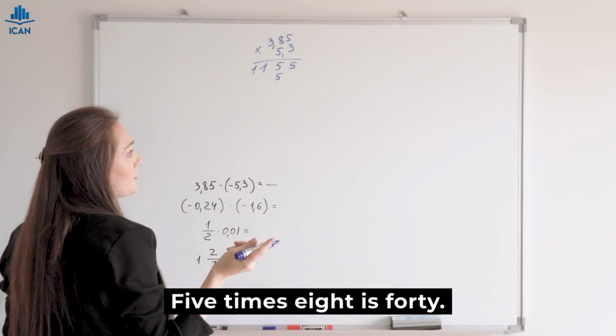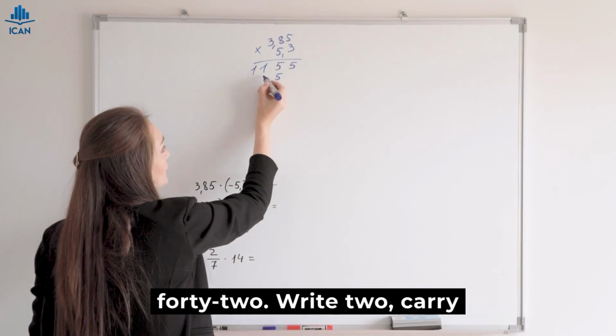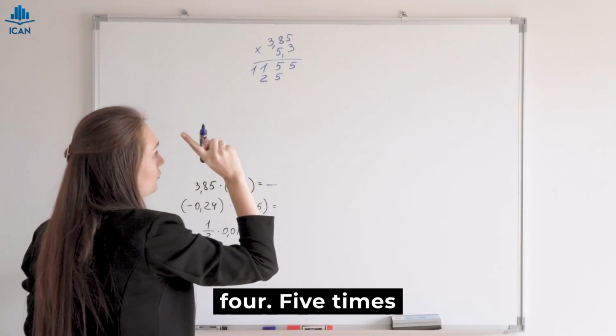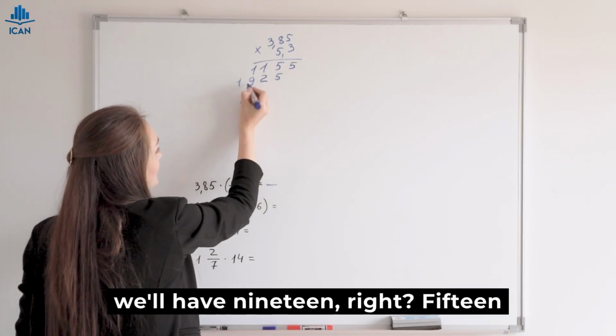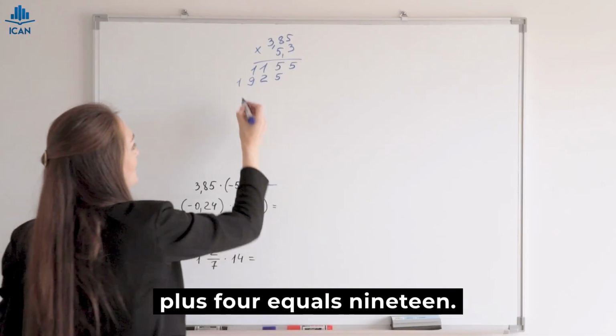5 times 8 is 40. But with 2 carried over, it's 42, right? 2 carry 4. 5 times 3 is 15. But in the end, we'll have 19, right? 15 plus 4 equals 19.